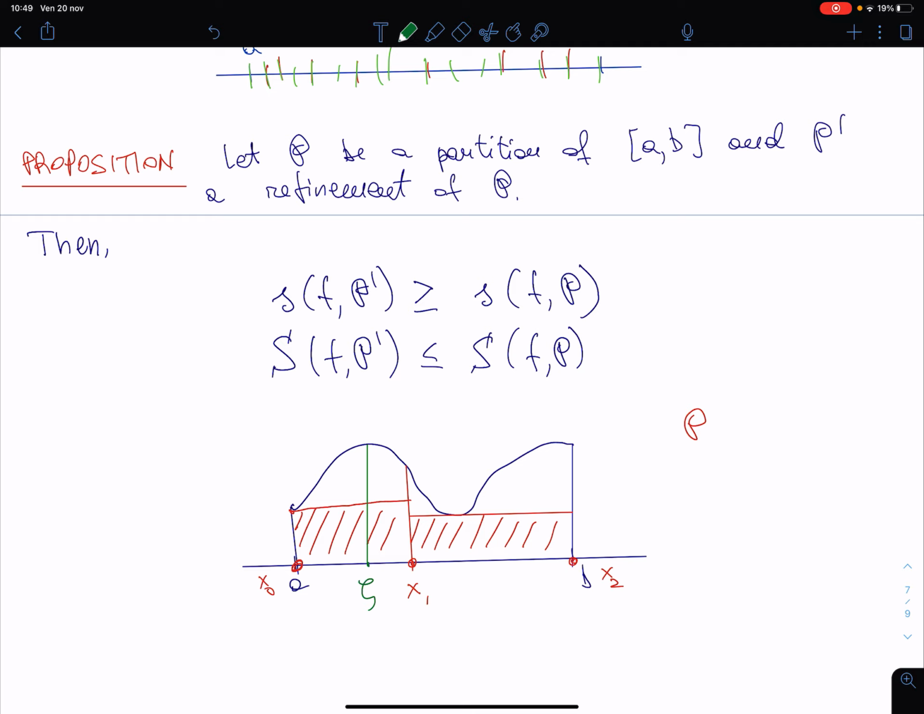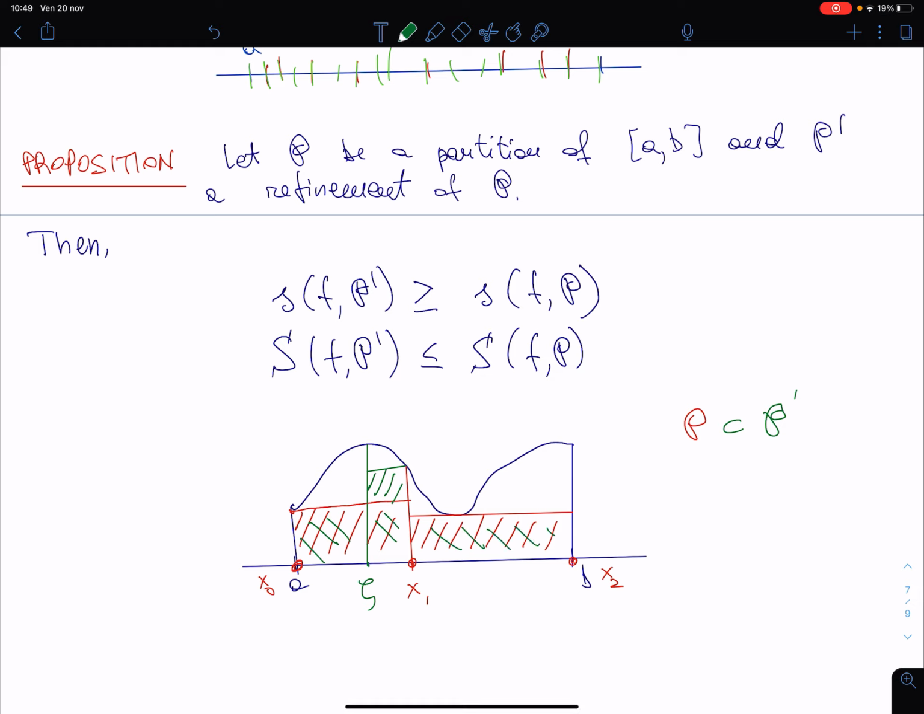And now consider the new lower sum. You see that there is only one difference. The difference is this rectangle here, P, which is contained in P prime.